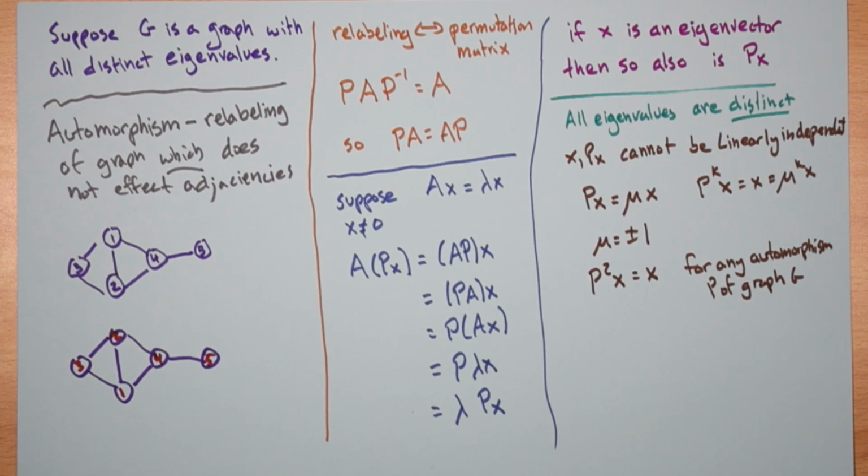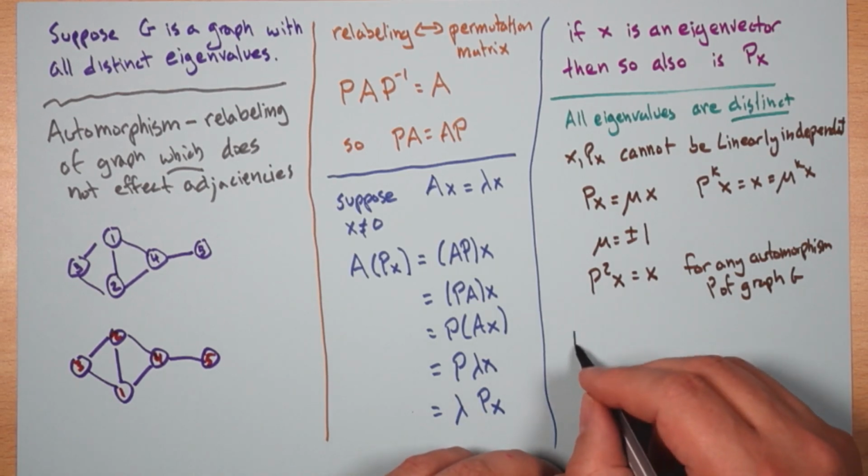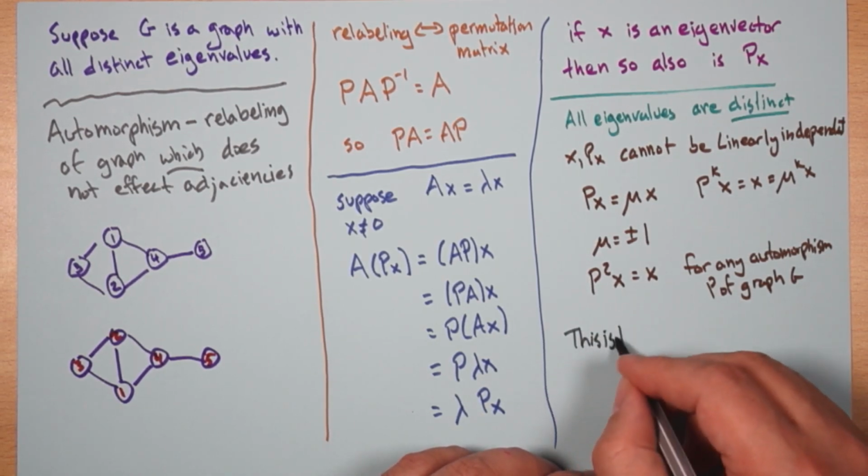Well, now we say, hey, this is true for all eigenvectors. And so, okay, what does that tell us?